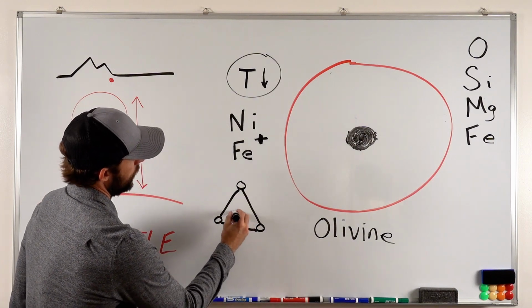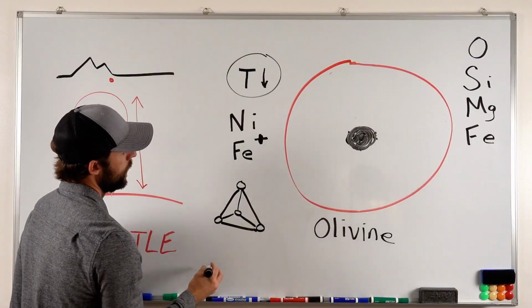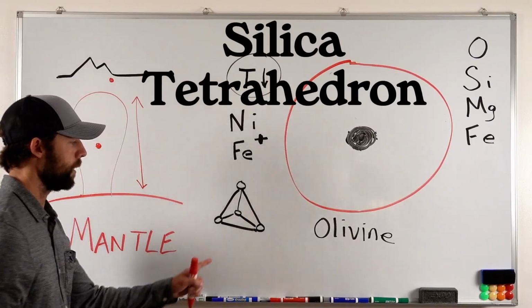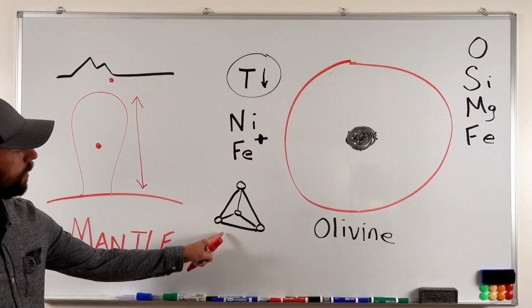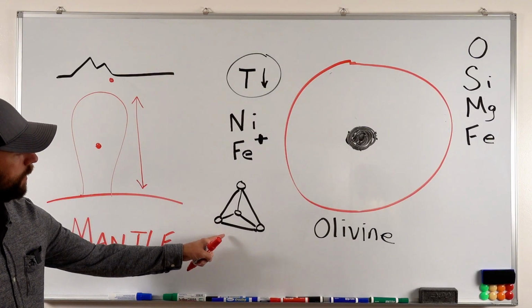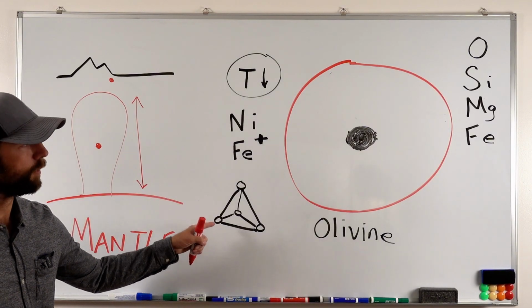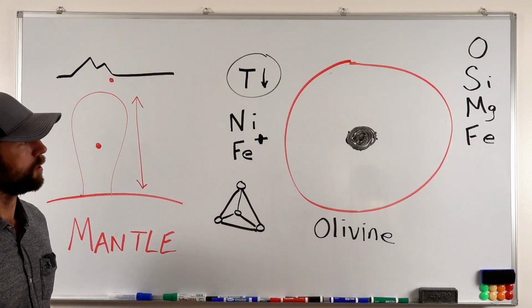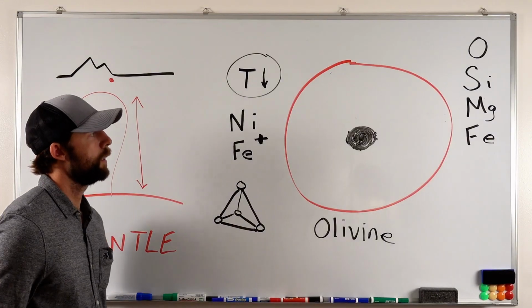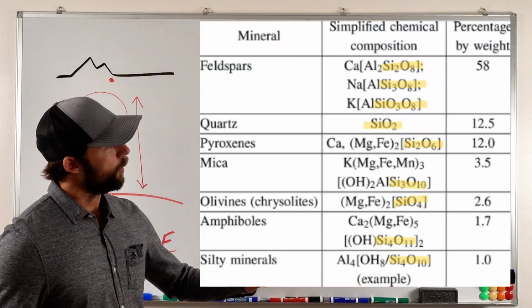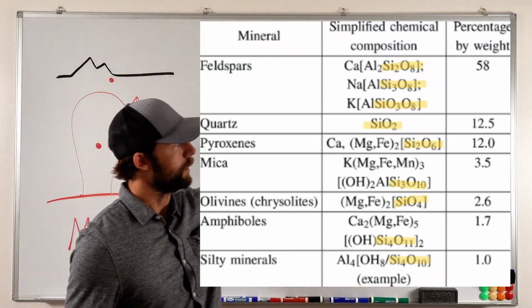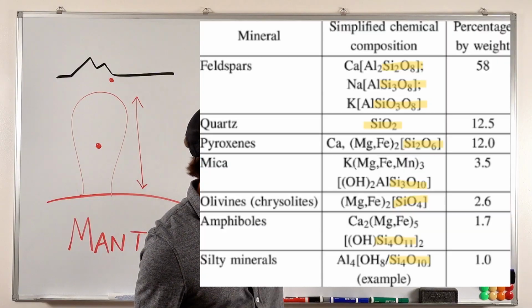It's a triangle, a pyramid, and this is called a silica tetrahedron. Okay, the silica tetrahedron is the foundation for almost every rock forming mineral on Earth. Okay, so if you look at the chemical formula for rock forming minerals, at the end you're going to see some combination of silica and oxygen.